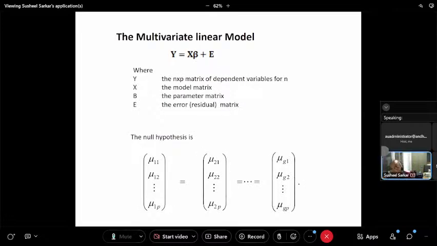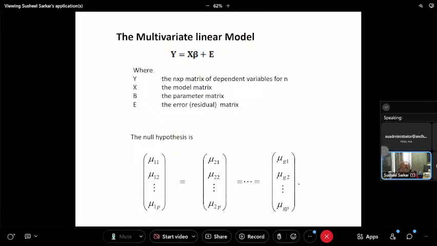Suppose we have one character, one observation from each object. We have mu1 equal to mu2 equal to mu3 up to mu g, if g is the number of groups. But in multivariate analysis of variance, we deal with vectors. So here the first subscript, mu1, represents the first group, and the second subscript represents the character. So mu21 means we are dealing with the second group, character 1.